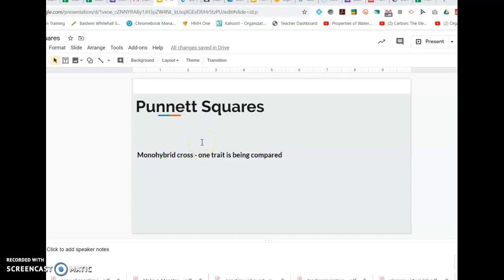So the first type of Punnett square we are going to look at is something called a monohybrid cross, and that is when one trait is being compared. So for example, if we were to look at flower color, if flowers are purple or white, that is one trait. Flower color is one trait. So we are comparing the different colors, but that's still just one trait. Okay, so mono actually means one. So we're going to track one trait in these Punnett squares.